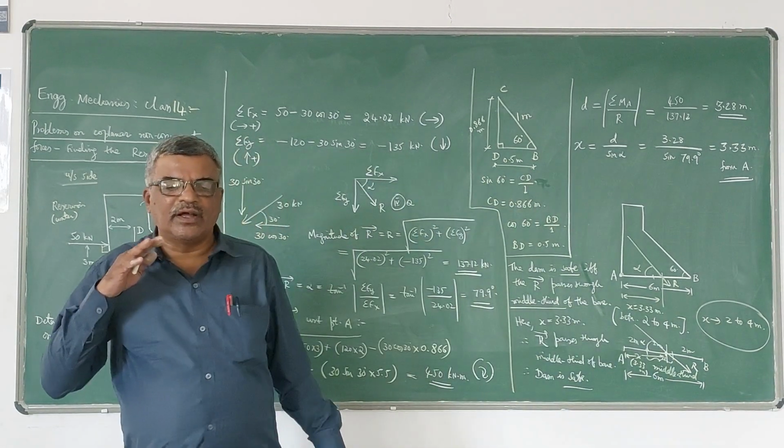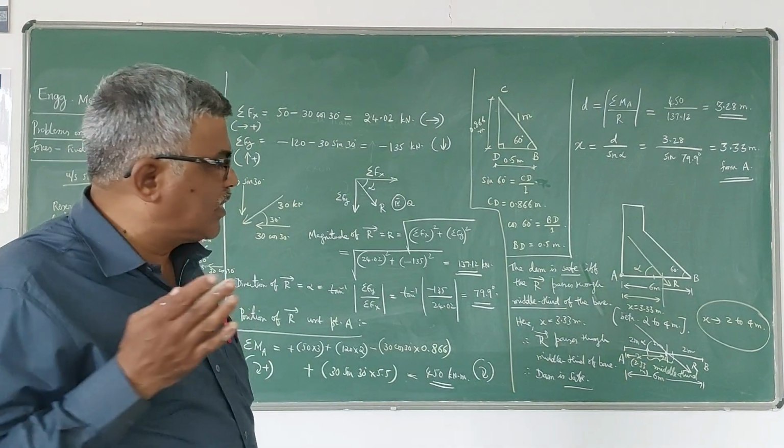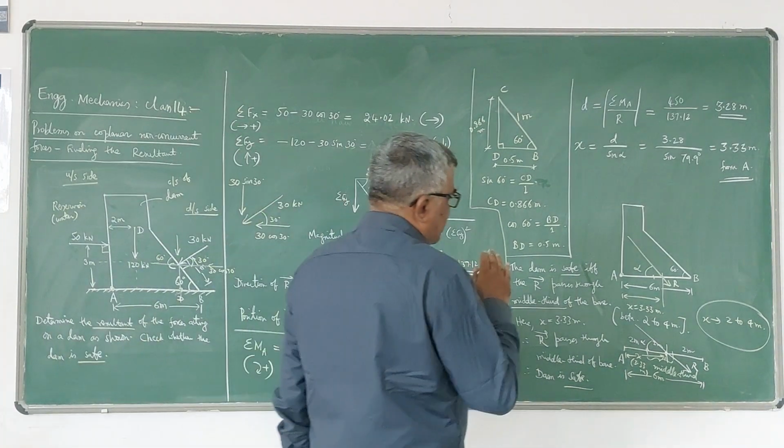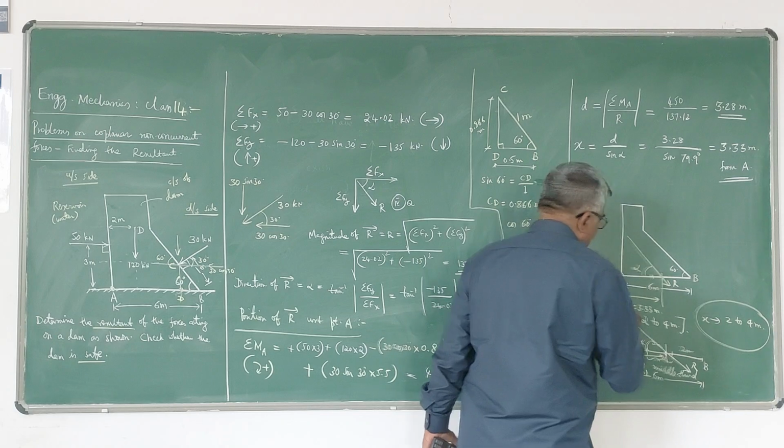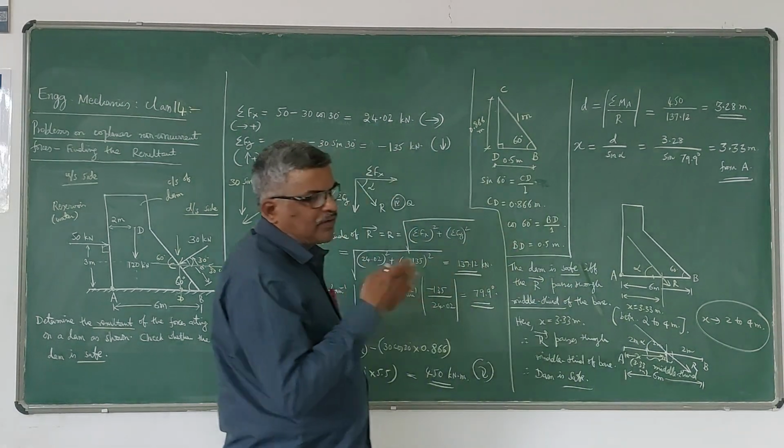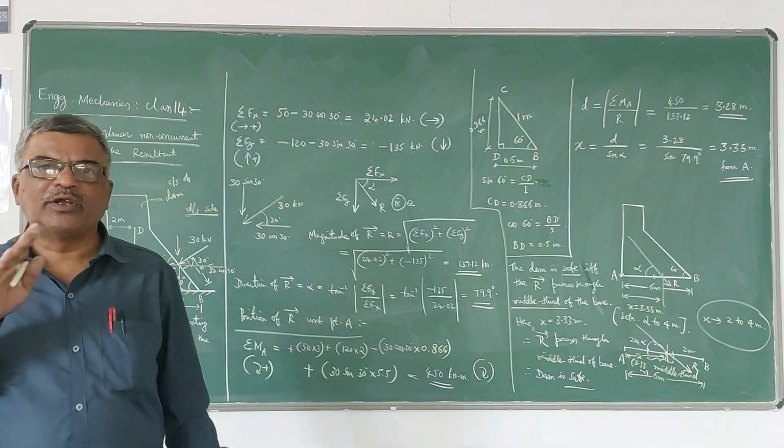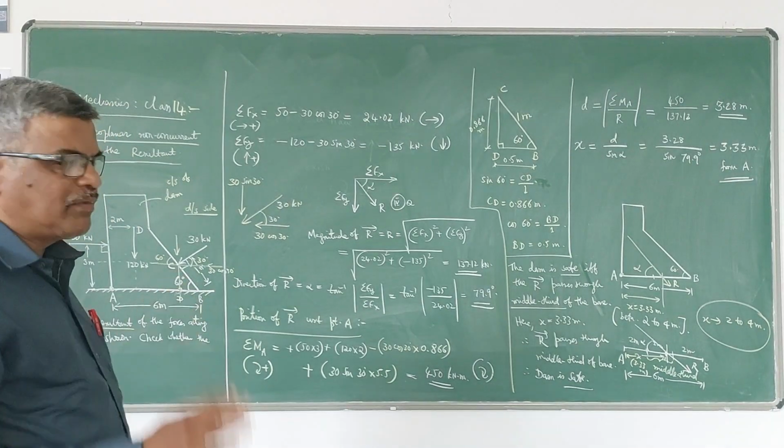In this case, the resultant should pass through in between 2 and 4 meters. Of course, here the x value we have got is 3.33 meters, which lies in between 2 and 4. Therefore, the dam is safe.